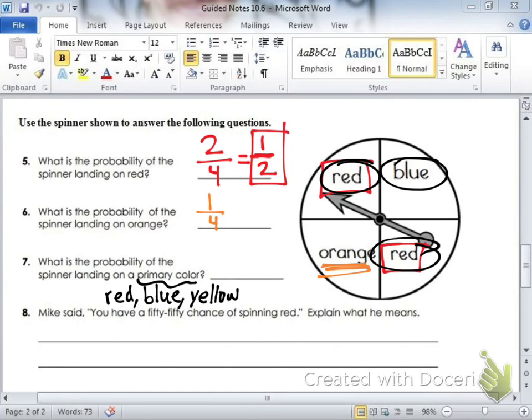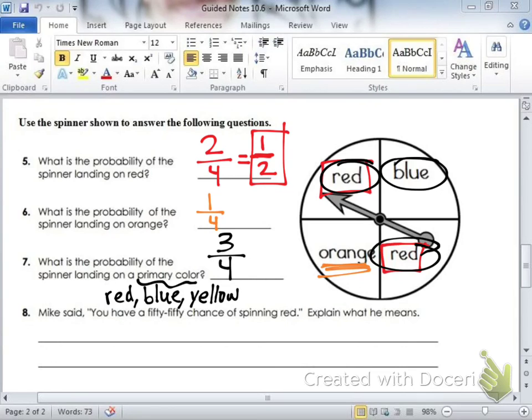Orange and, no. You make orange with red and yellow. Can you make yellow? You can't make yellow. That's why yellow's a primary. So orange, you have to put 2 primary colors together, therefore it's no longer primary, right? Little art lesson for you. So how many possible primary colors could we get? How many spaces on the spinner have a primary color? 3 of them. How many total spaces are there? 4. Very good.